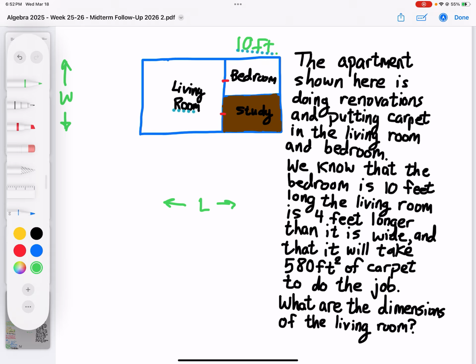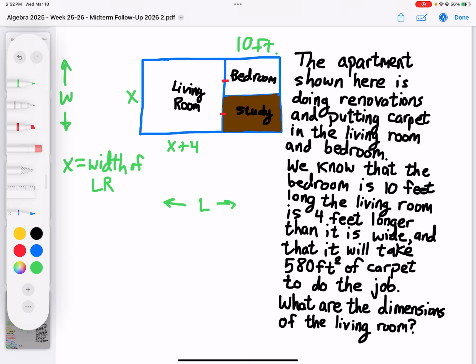So bedroom's 10 feet long. Living room is 4 feet longer than it is wide. So if the living room is 4 feet longer than it is wide, I'm going to call x the width of the living room. Because if the width of the living room is x, then the length of it is 4 feet longer than that. 4 feet longer than x. So now I have everything labeled that I need.